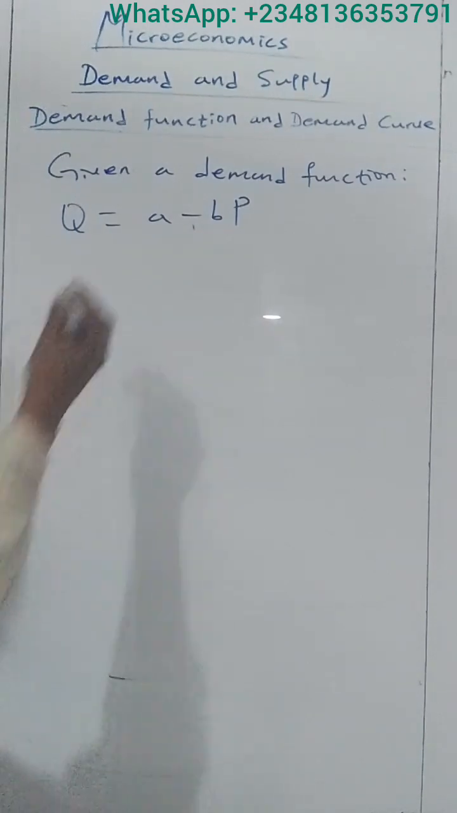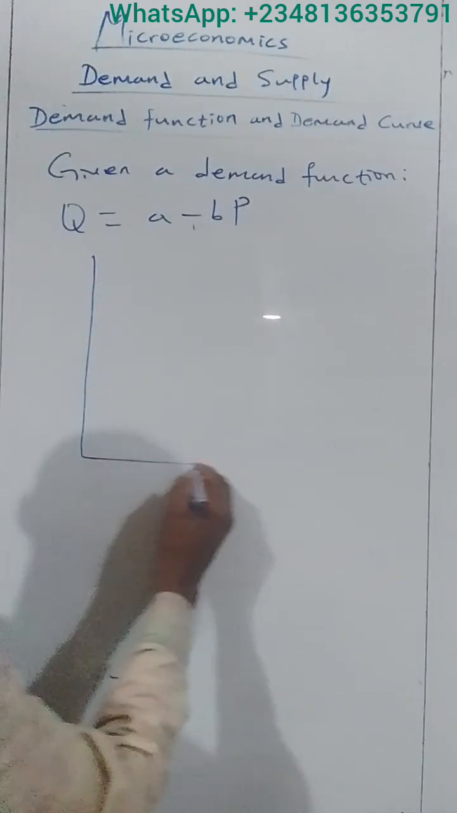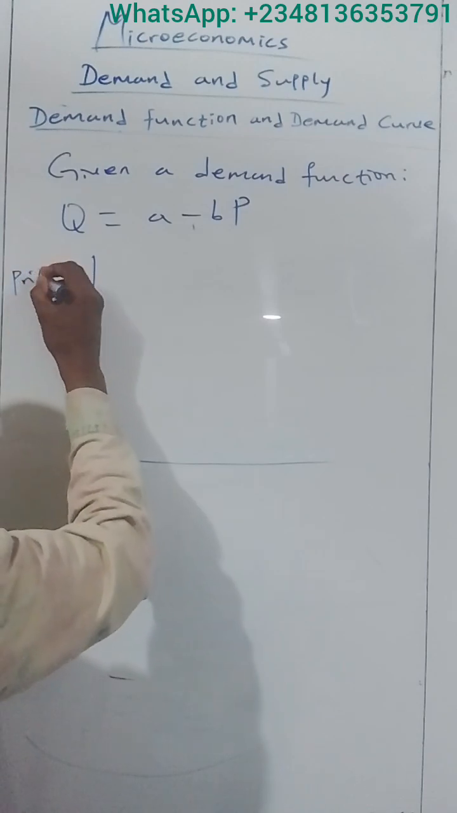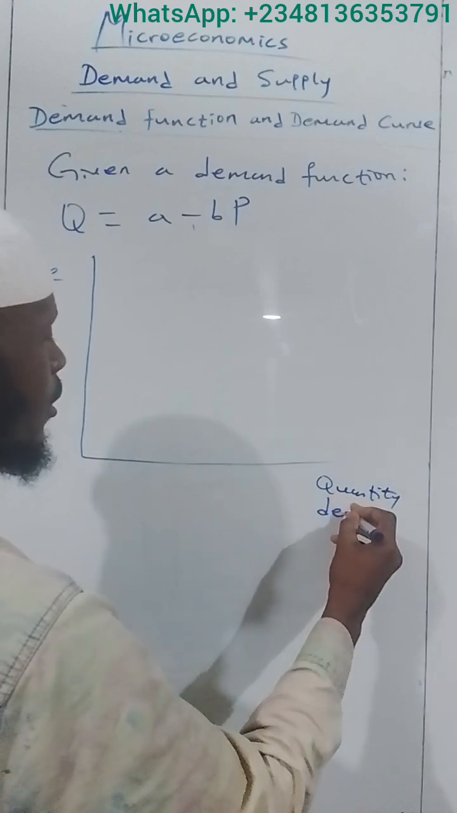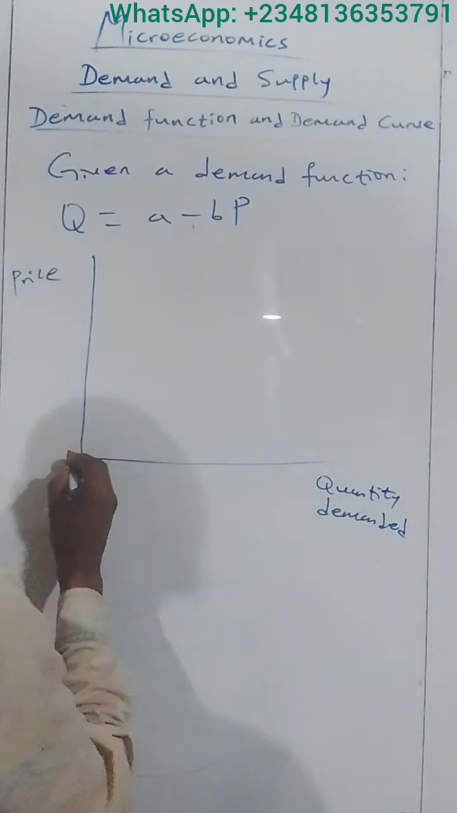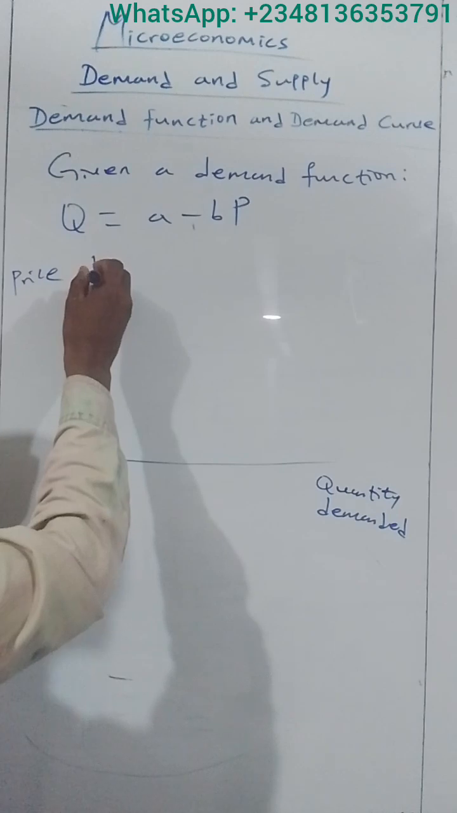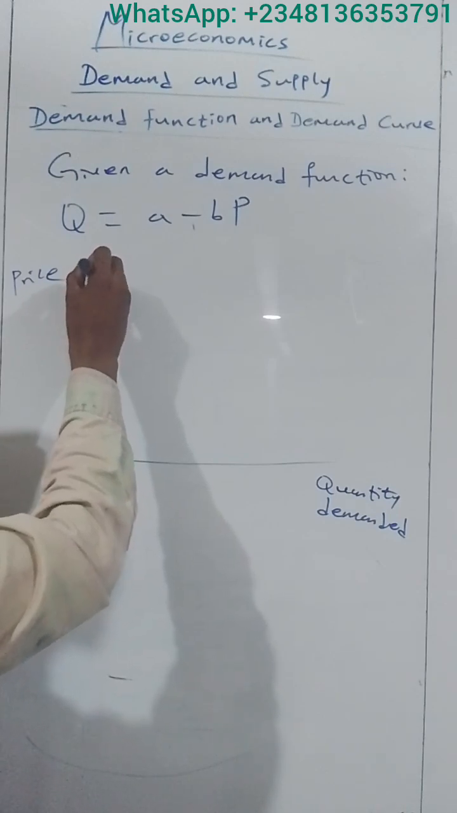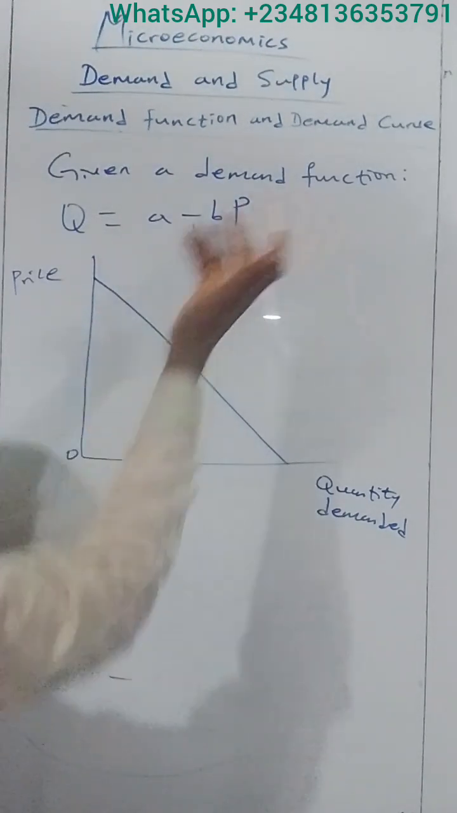So how do we do that? Here is the way. We have a demand function. You draw your plane like this. On this axis we have the price, and on this axis we have the quantity demanded. You have the origin here. When you are drawing your demand function, you have to graph it like this and show all the components. You draw from the price axis and allow it to touch the quantity axis, because we want to show all the components.